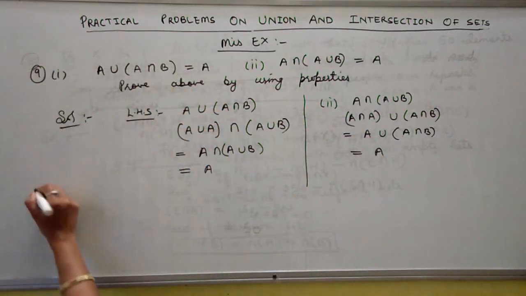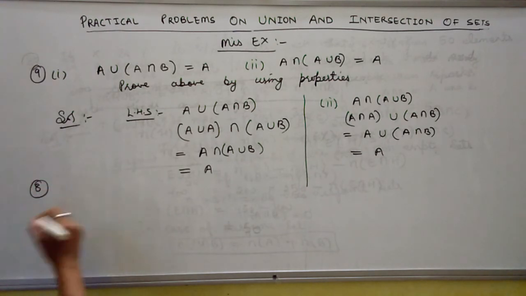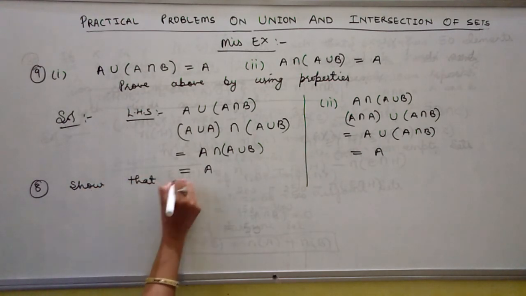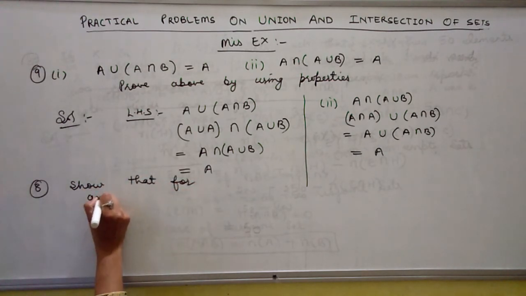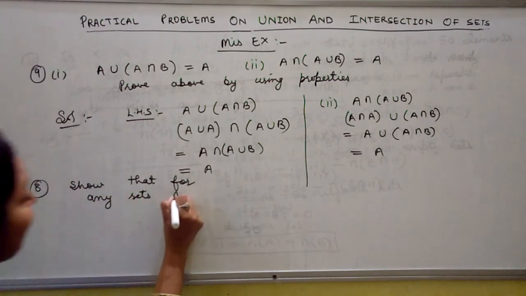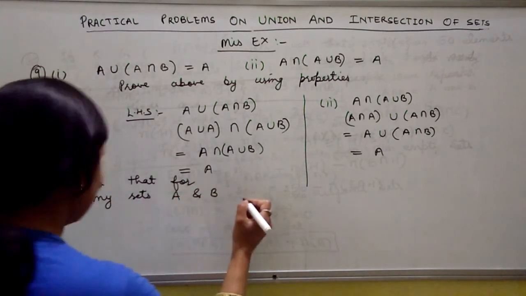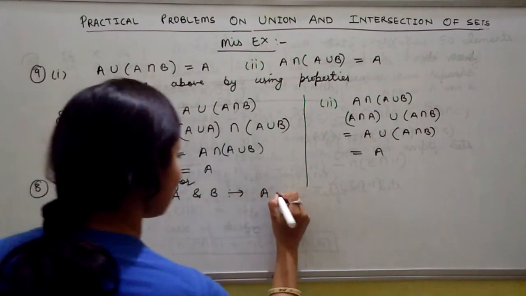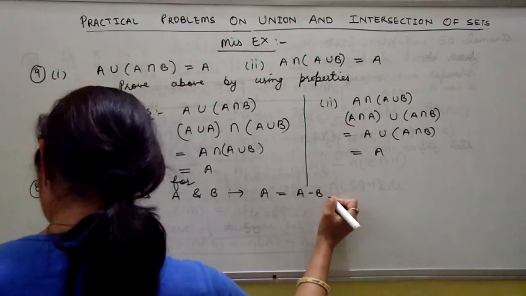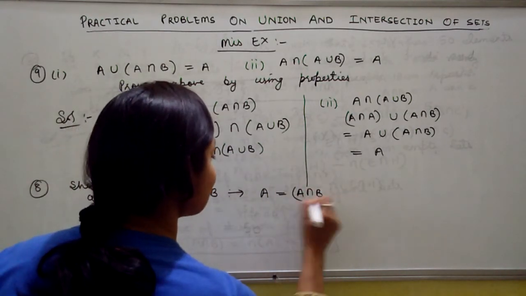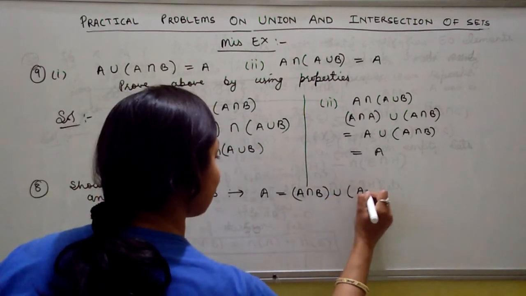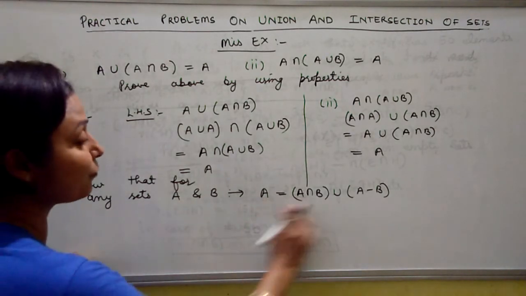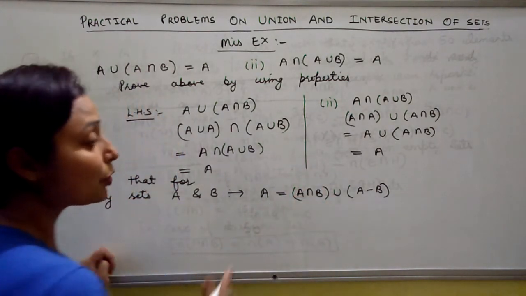Now come to question 8. This is also in your book. The question demands: show that for any sets A and B, A is equal to (A intersection B) union (A minus B). This is the next question which you have to prove by using properties. So how can we prove it?